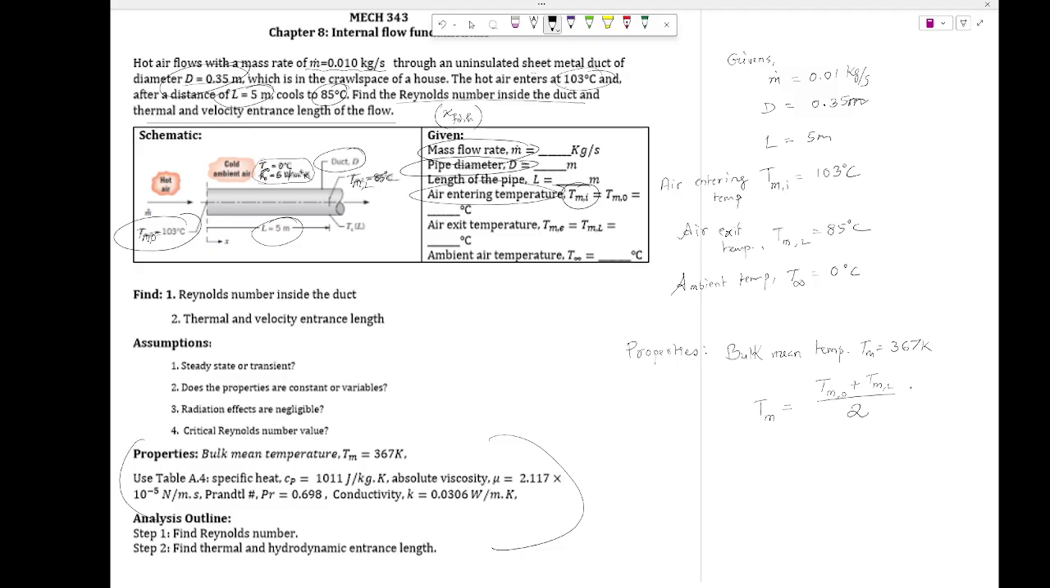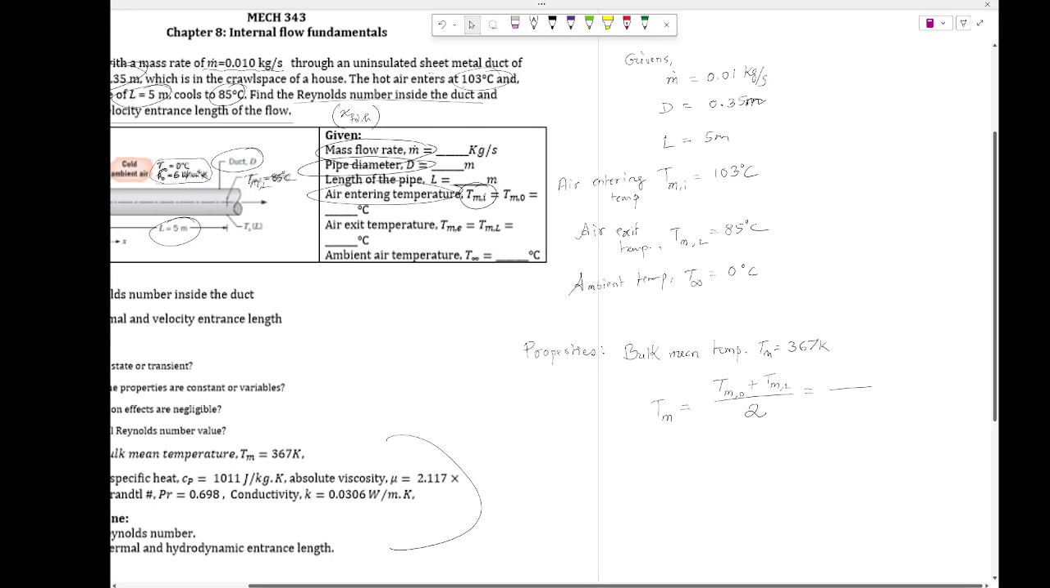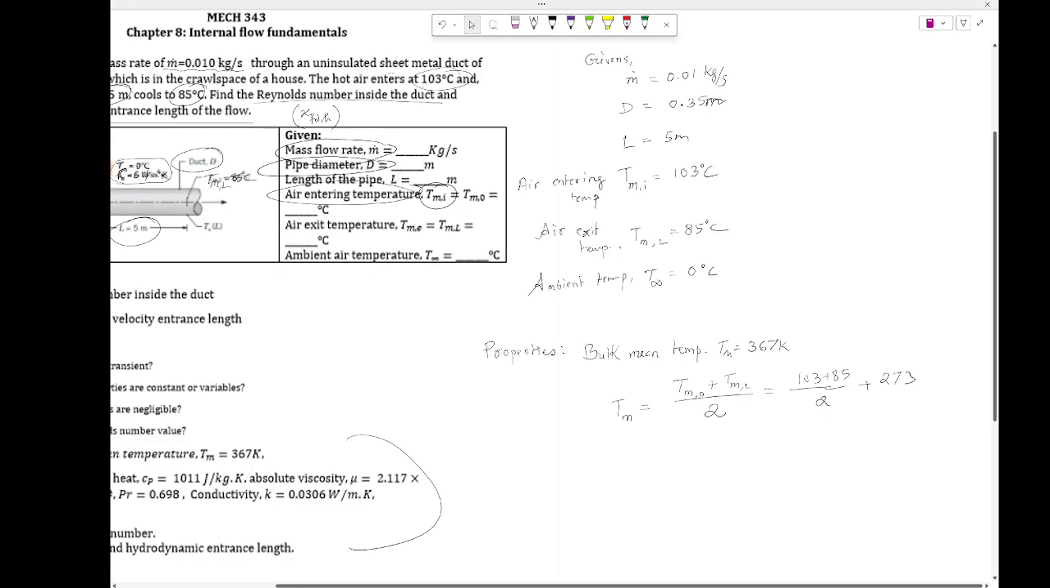Now, if you want to do the math, remember I was saying you don't have to do integration. I don't recall how many times I did the integration, probably 1 or 2 times in my life, even though I did it so many times. But the bulk mean temperature is 103 plus 85, divided by 2, plus 273, remember, right?